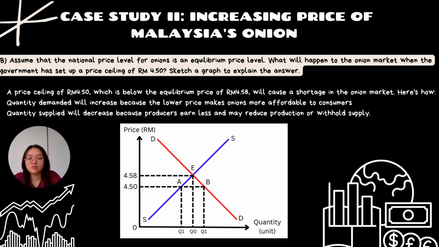Here's how. Quantity demanded will increase because the lower price makes onions more affordable to consumers. Quantity supplied will decrease because producers earn less and may reduce production or withhold supply.